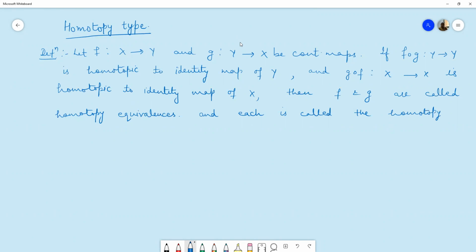So basically, when we say that g circle f and f circle g both are equal to identity, then we say they are inverses of each other. But here they are not equal, they are homotopic to identity map. So we will call them homotopy inverses of each other.